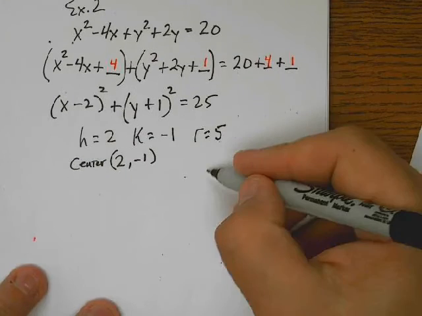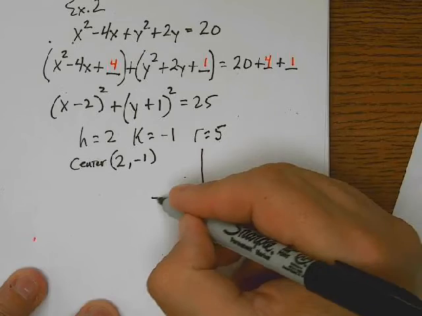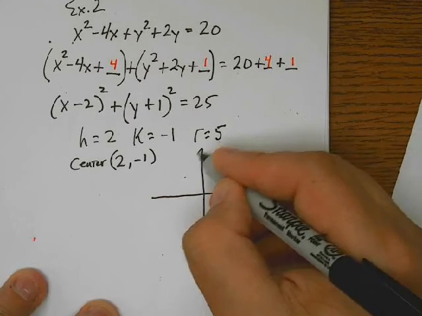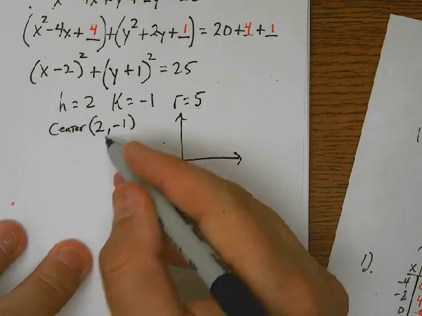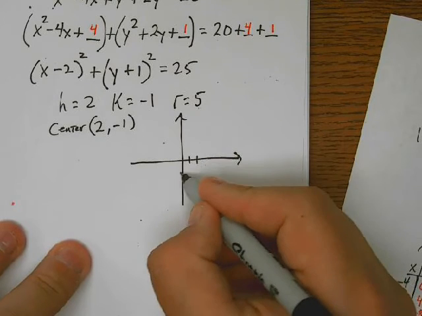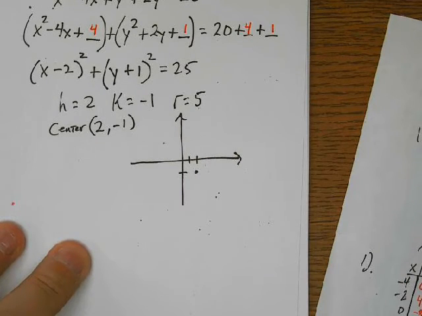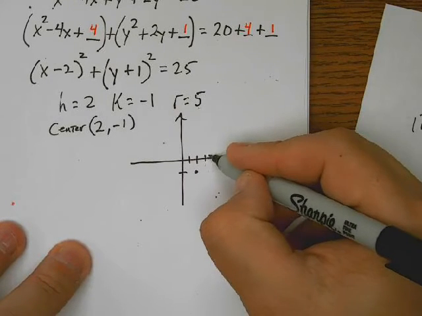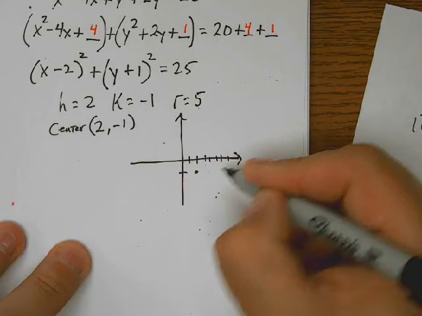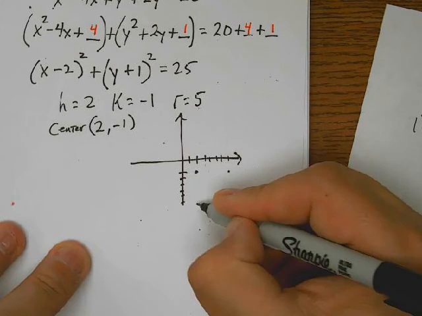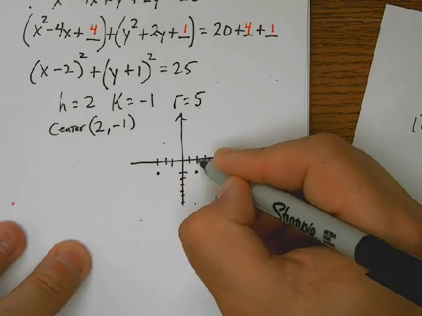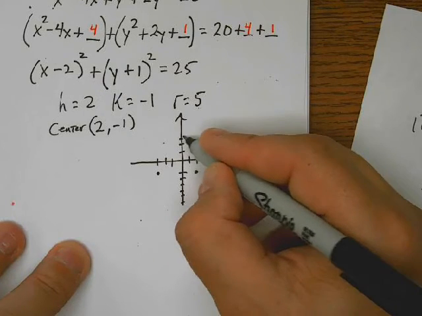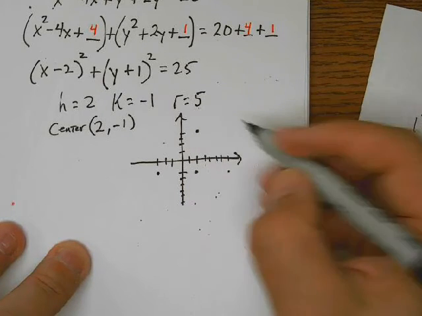All right. Now, they do also on this problem, they want us to graph. So we're going to make a crude, quick graph. Here we go. 2, -1. Radius of 5. I'm just going to count 5. 1, 2, 3, 4, 5. Down there, 1, 2, 3, 4, 5. There. Now I got the 4 spots.